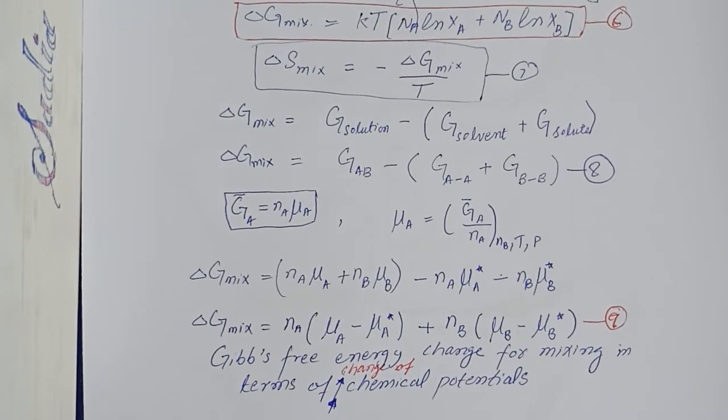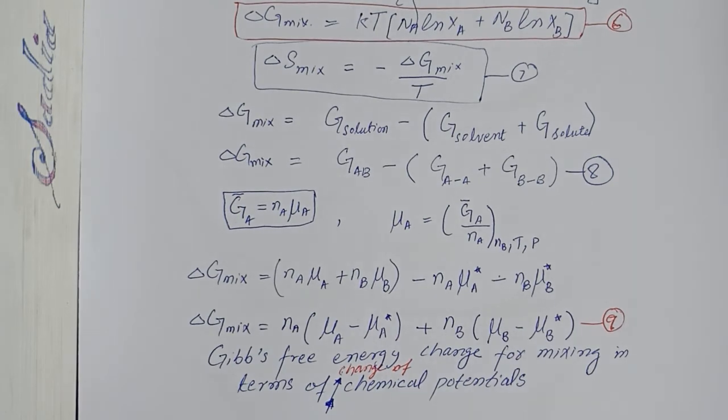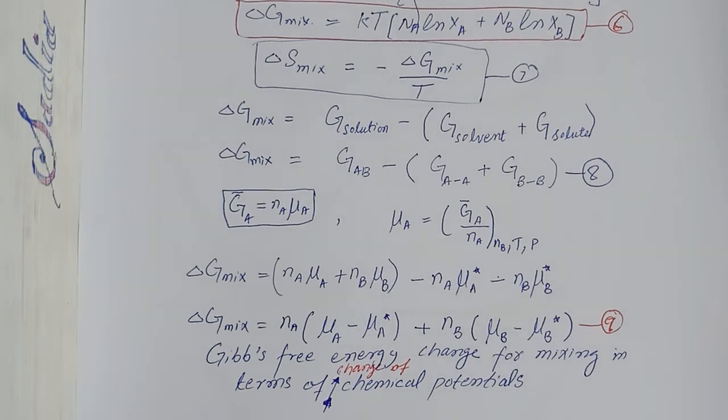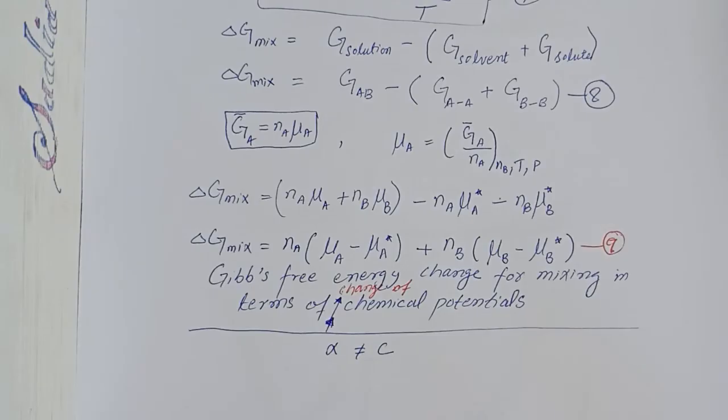So this equation 9 is expressing the Gibbs free energy change for mixing in terms of change of chemical potentials of different components which have been used for the mixing of ideal solution. And here we know that for the case of real solution, the activity is not equal to the concentration or the actual concentration of the solution.